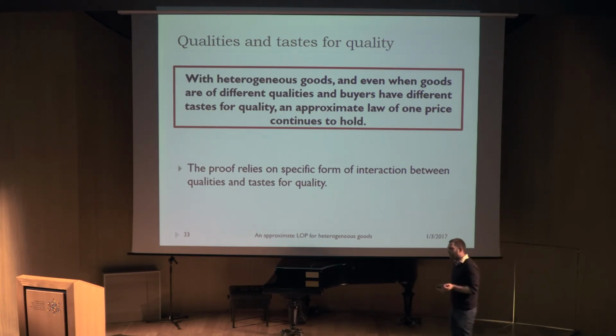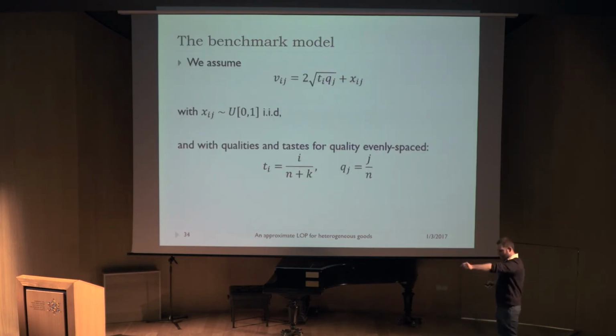Ratios? Ratios between what and what? Like if you have two goods that have a certain ratio between their quality. So let me show you the result. I'll show you the statement at least, okay? And then you'll tell me what's missing, okay?